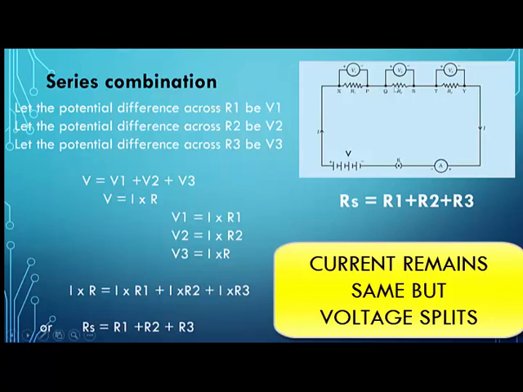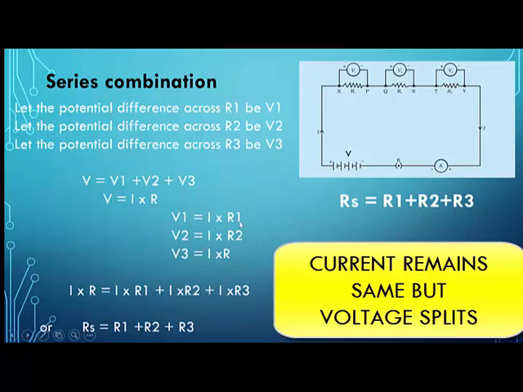The only path is to go to the next resistance. The only path is to go to the third resistance, and then it comes back and completes the circuit. So the current does not get divided in a series combination. That's why there is only one current in the circuit whenever the resistances are in series combination. That's why I have written I into R1, I into R2, I into R3.